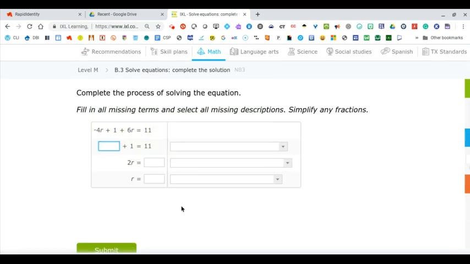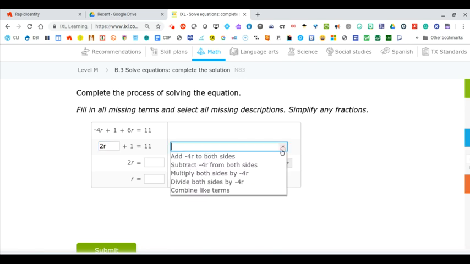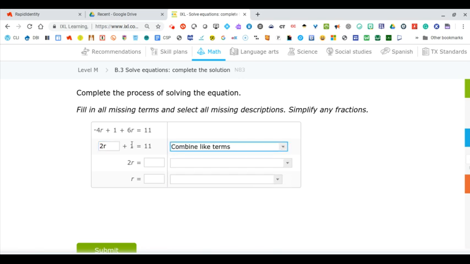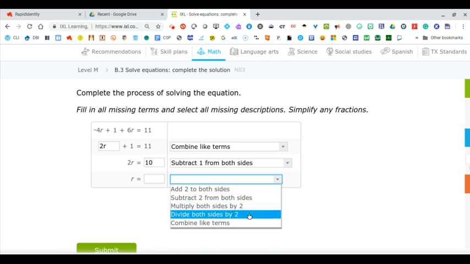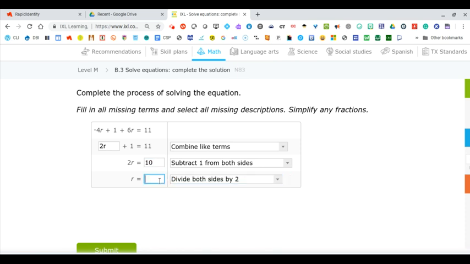Okay, next one. Again, we're going to combine like terms because here has a 6r minus 4r will be 2r. And then here has a plus 1, so we're going to subtract 1 on both sides. You have 10. And then here has multiplication. Inverse operation will be divide. So 10 divided by 2 is 5.